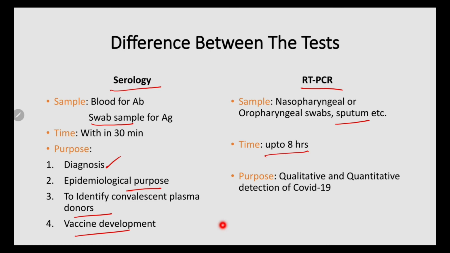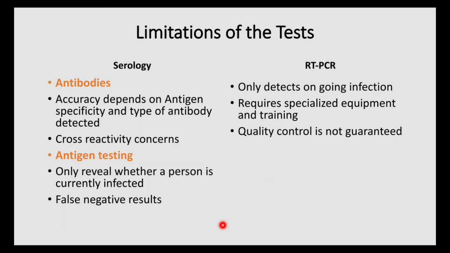Then where will RT-PCR be used? With all these purposes, by using RT-PCR we can qualitatively and quantitatively detect COVID-19. Not only qualitatively, we can identify quantitatively as well. And as I told, RT-PCR is more specific and sensitive compared to the serology test. But there are limitations for each and every test. Now we will see what those limitations are.